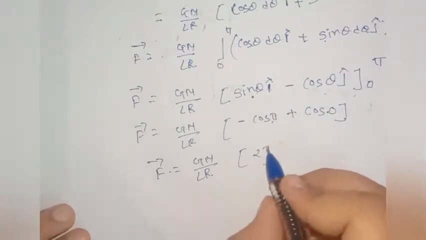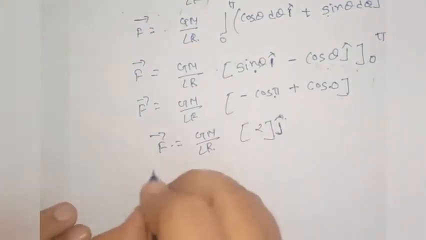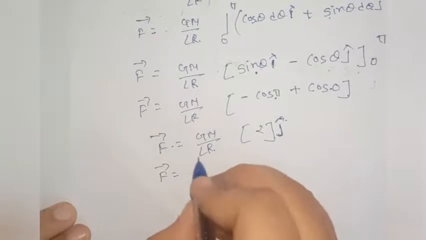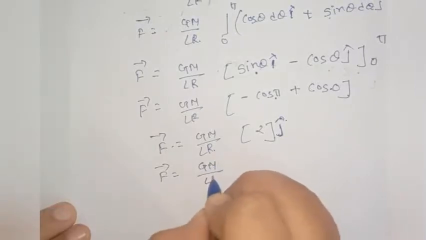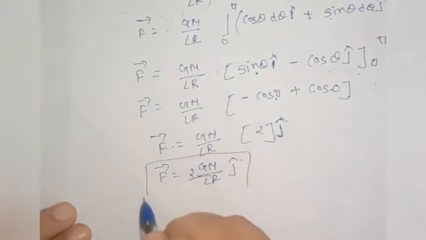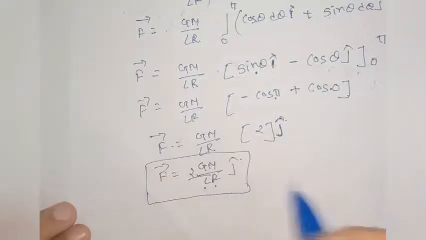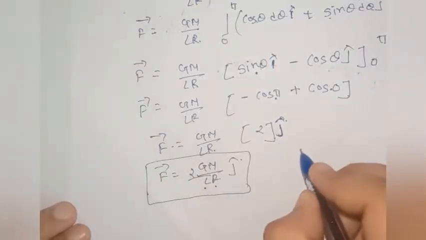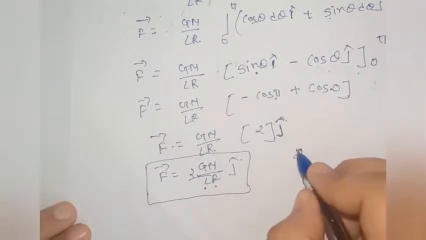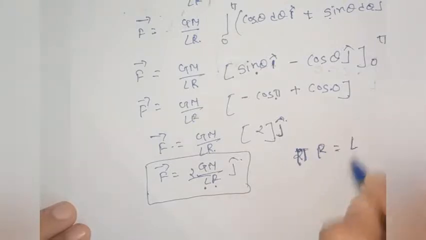And it will be directed along j cap. So F will be GM upon LR into 2, directed along j cap. But we don't know the radius, only the length is given. To find the radius, angle is equal to arc upon radius. The total arc length will be pi r, which is equal to the length L. So r will be equal to L upon pi.